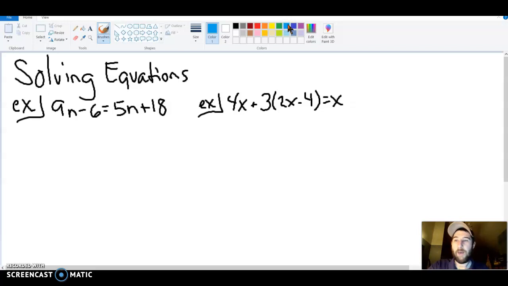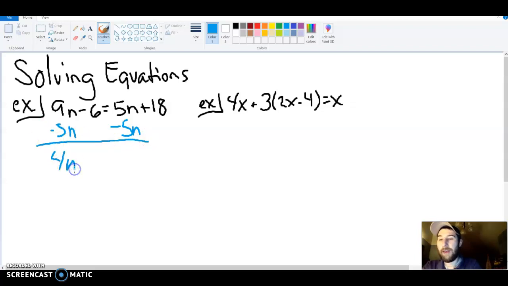Looking at the first one, we have 9n minus 6 equal to 5n plus 18. Our goal is to get n by itself, so we want to take the first step to get our n's on one side and our regular numbers on the other side. We're going to do this by working with our terms, everything that's added and subtracted. We also like positive numbers, so I'm going to choose to subtract the 5n on both sides because that'll give me a positive 4n minus the 6 equal to the 18.